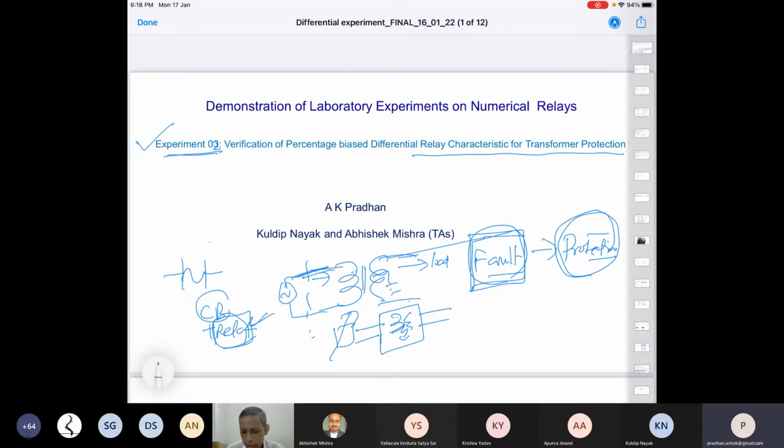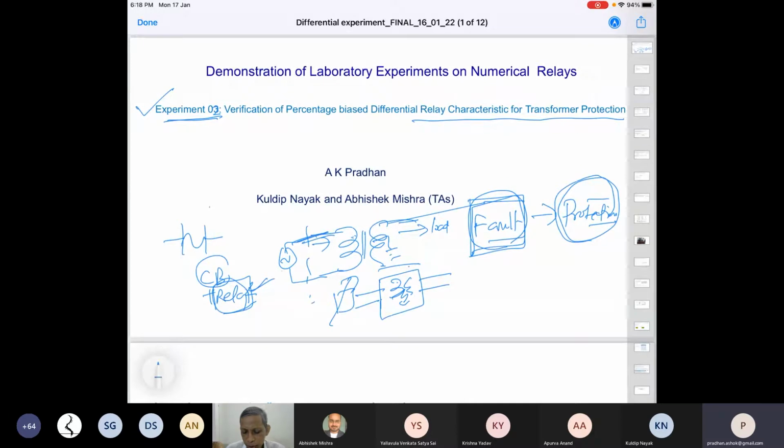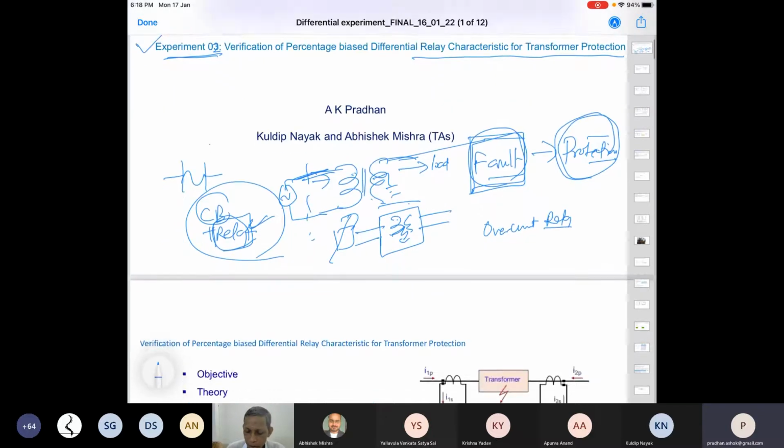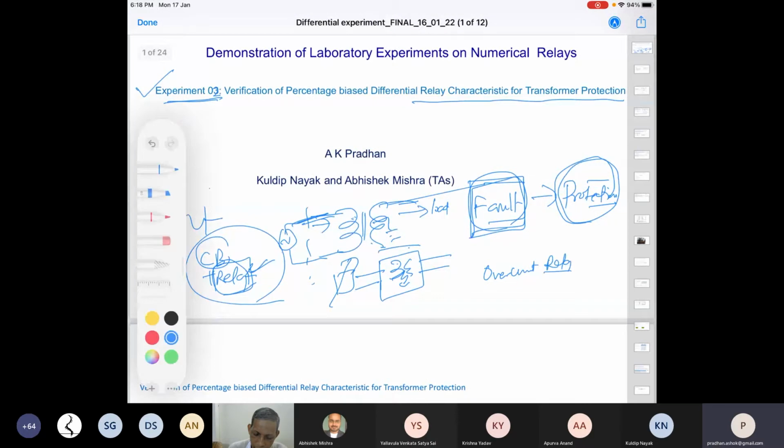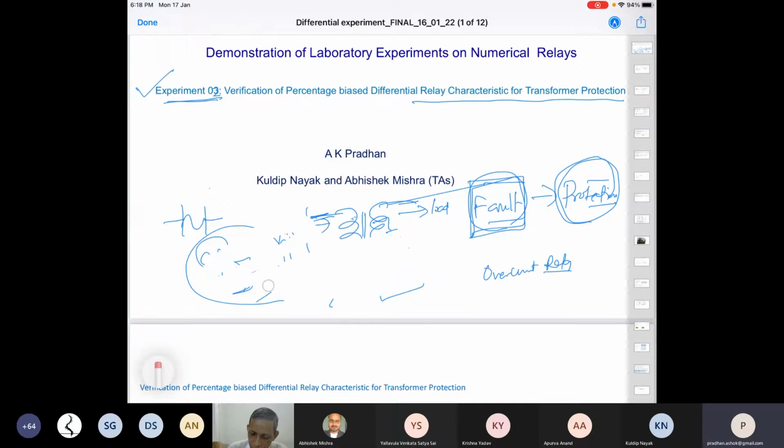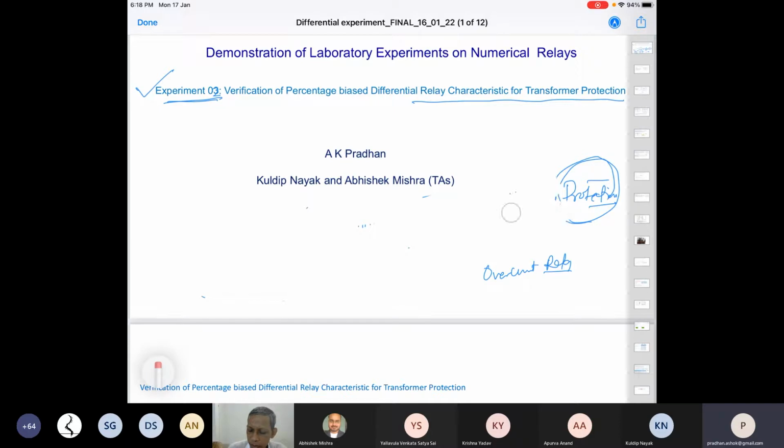Now there is a proposition you can think about: can I put an overcurrent relay? Yes, because if any internal fault happens, the current will be high. Very true. So we can use an overcurrent relay for the transformer. But again, that has a limitation.